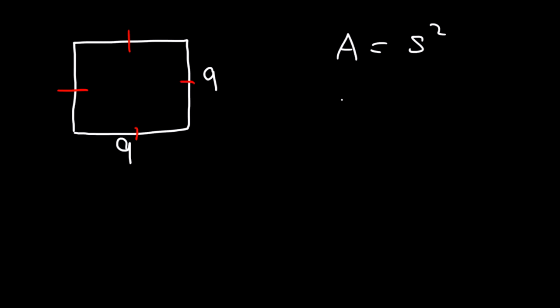Now, let's say we have a square, and the length of the square is 9. What is the area of this figure? Now, for a square, all sides are the same. So the length and the width of the square is 9. The area of a square is simply s squared, or side squared. So it's going to be 9 squared, which is just 81.